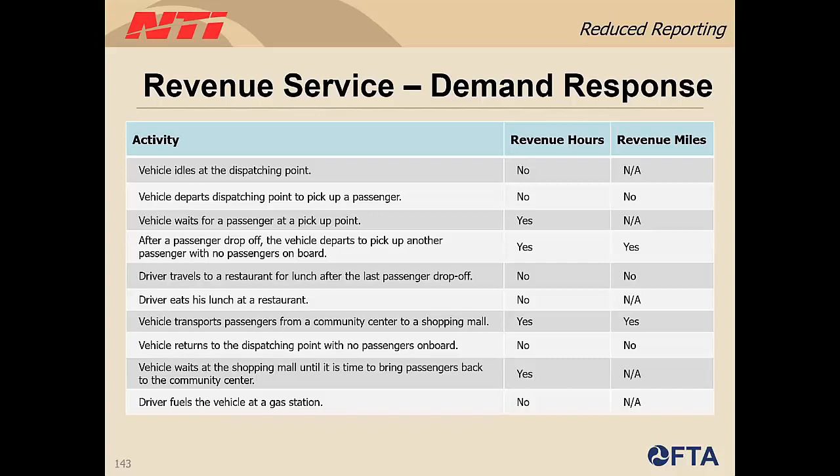Here you will see a table that illustrates what is revenue service, both miles and hours for demand response. For example, when the vehicle departs the dispatching point to pick up a passenger, this is not considered revenue miles and hours. However, on the third row of the table, when the vehicle arrives at the pickup point and waits for the passenger, this would be considered vehicle revenue hours.